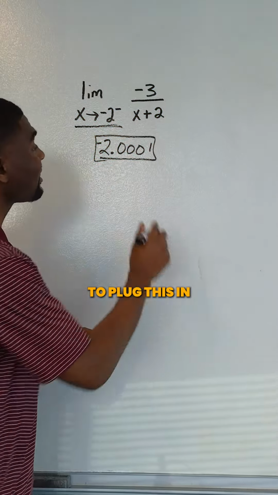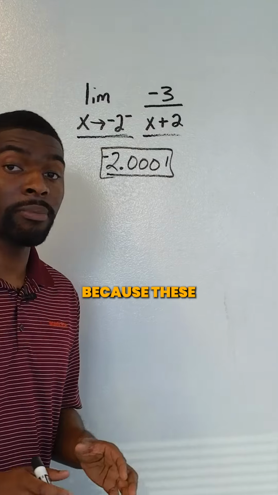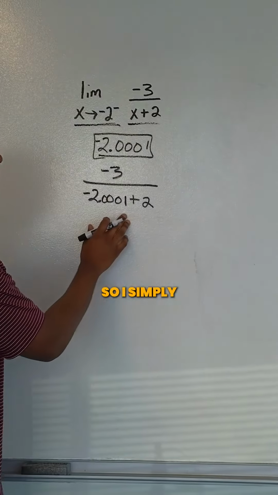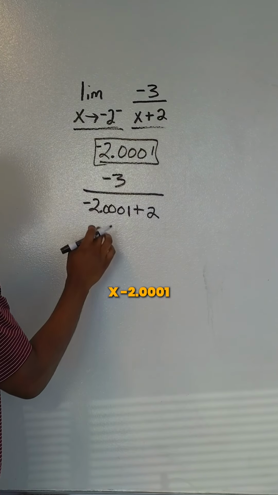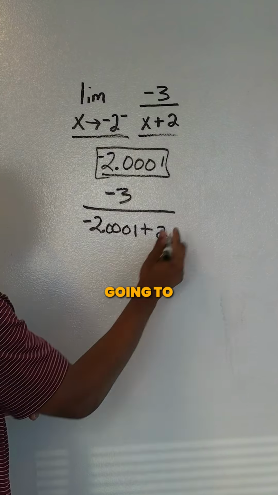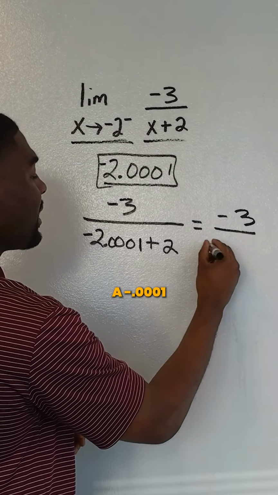So now I'm going to plug this into our function, but please don't write the limit at this step because these steps are not equal. So here's what I'm going to do. I simply plugged in -2.0001 for my x, and what we end up getting here is simply -3 over a -0.0001.